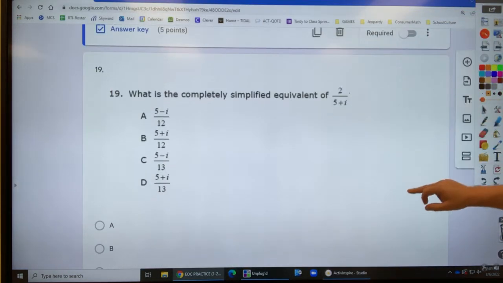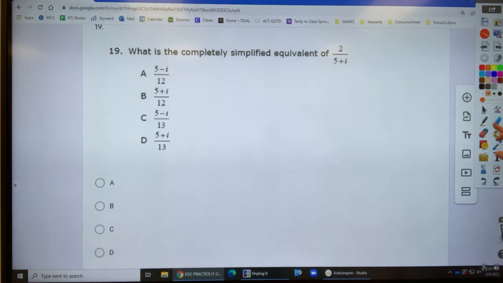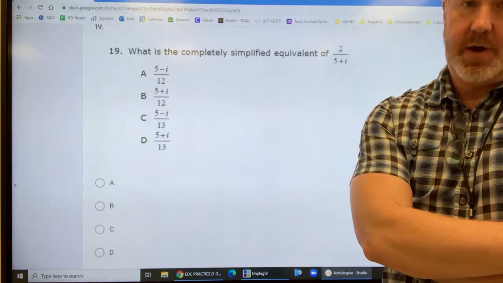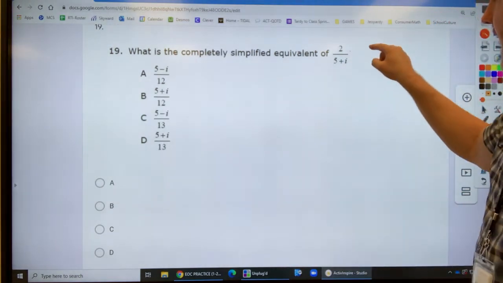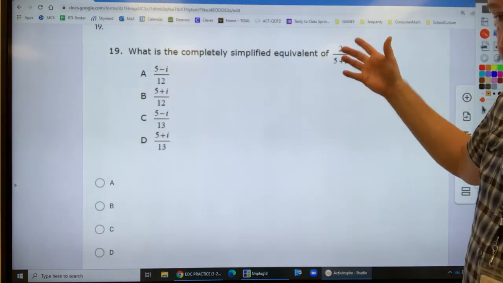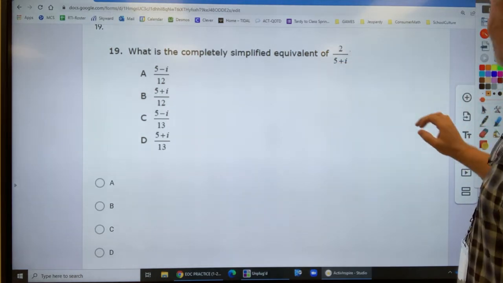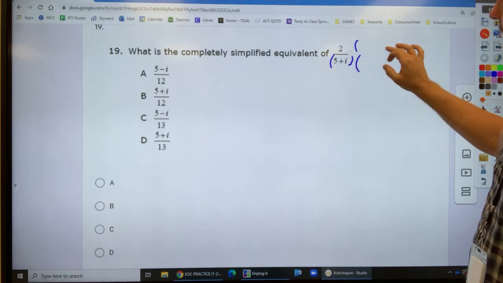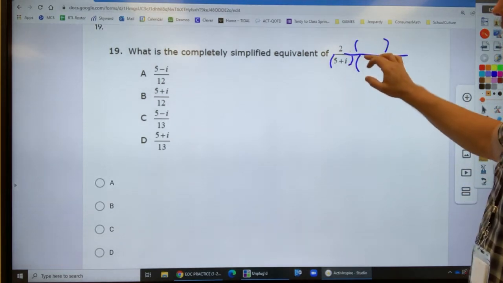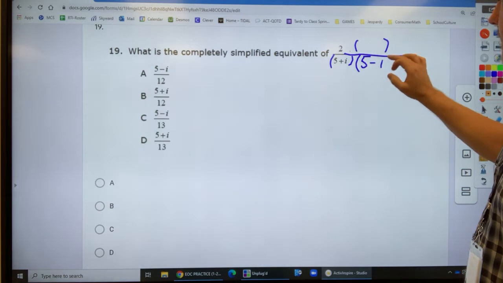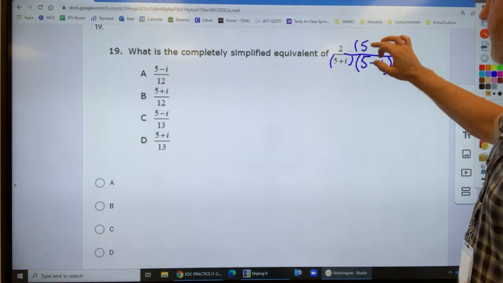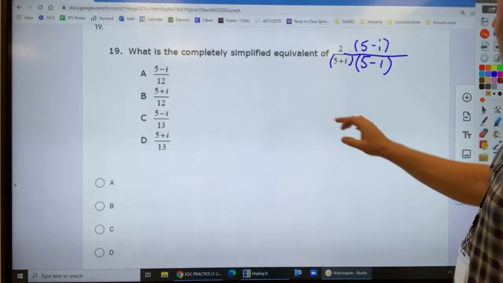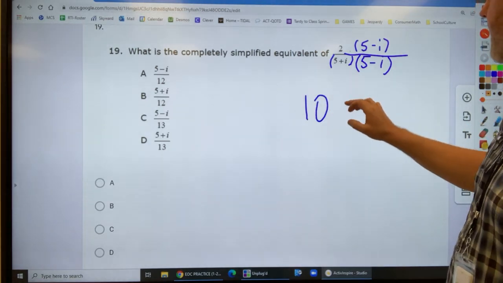There it is. What is the completely simplified equivalent? This is another thing we did not talk about much. To simplify a complex fraction, basically, you got to multiply. We didn't do these. I don't think we did these in class. But the trick here is we got to multiply the top and bottom of that fraction by what's called the conjugate of that complex number. So 5 minus i, there it is. So I'm going to multiply the top. 2 times 5 is 10, Mr. Pierce.